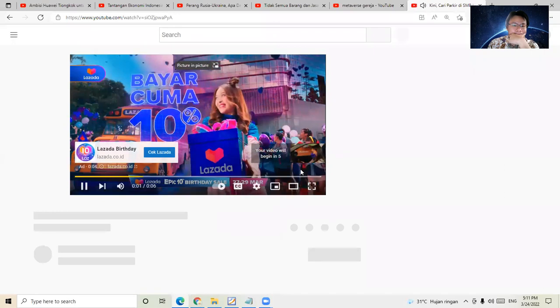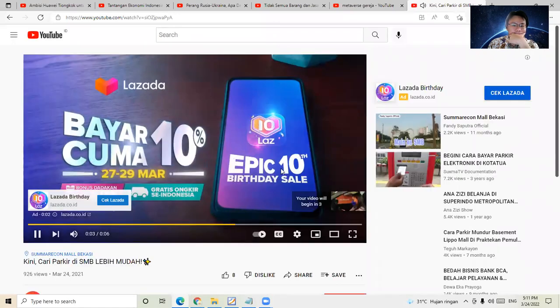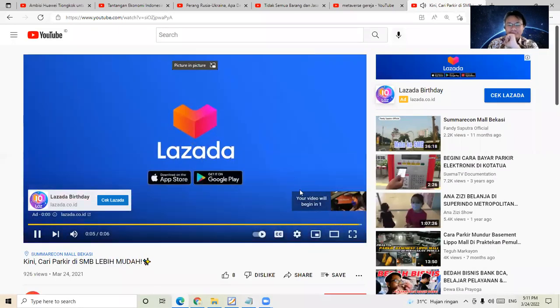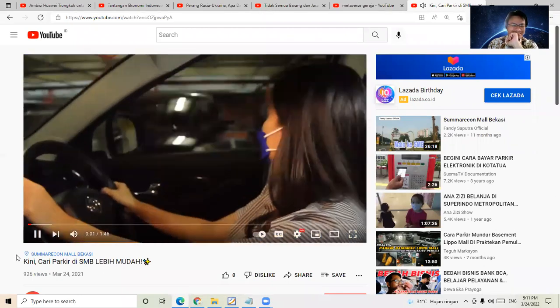Bayar cuma 10% di Lazada Epic Birthday Sale. Beli sekarang. When it's expensive. Kebayang ya susahnya cari.